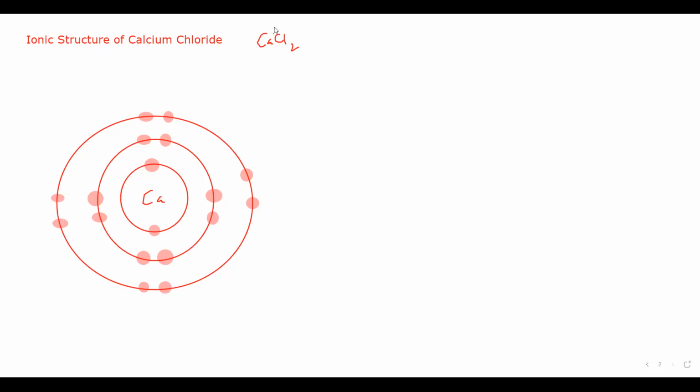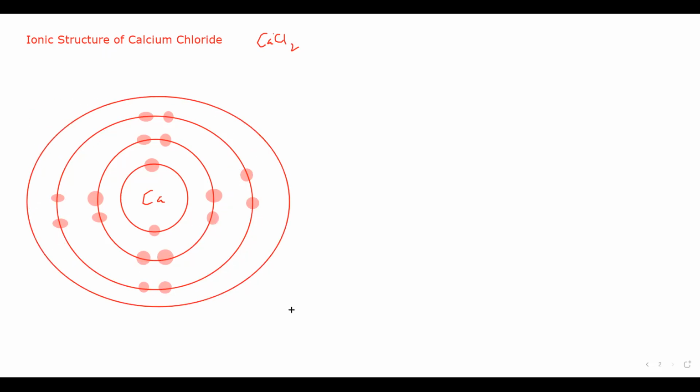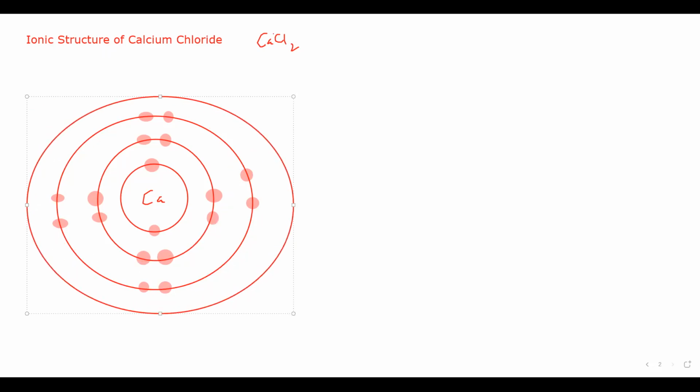And the last shell, because 2 electrons are still there, so in the last shell it will have 2 electrons. This is the structure of calcium. But we have to draw 2 chlorine atoms as well. The first shell will have 2, the second shell 8, and the third shell 7.